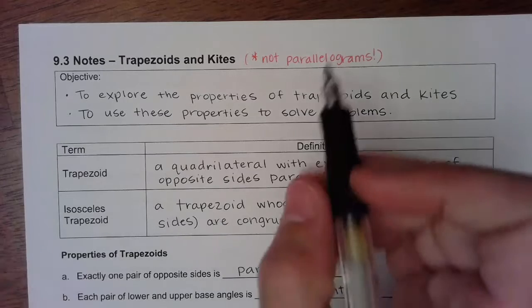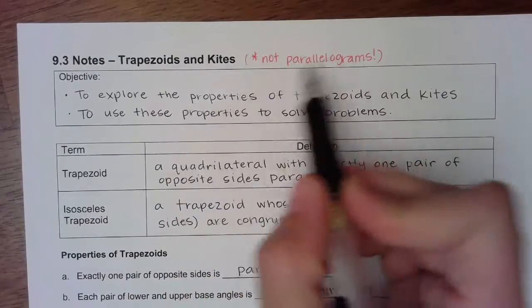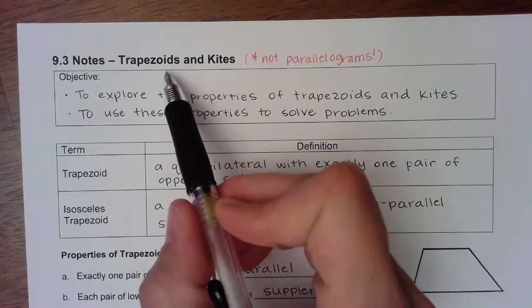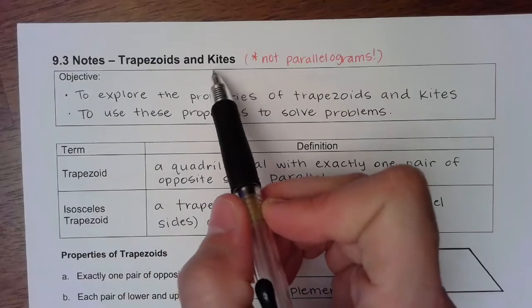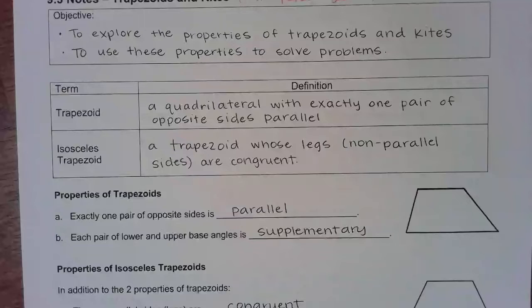The notes for today are on section 9.3, trapezoids and kites. The first thing I want you to do is mark on your paper that these two quadrilaterals are not parallelograms. Trapezoids have four sides and kites have four sides, but they're not parallelograms because in them both pairs of opposite sides are not parallel to each other.